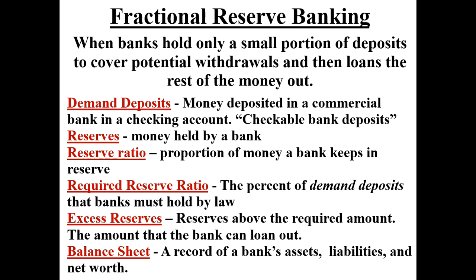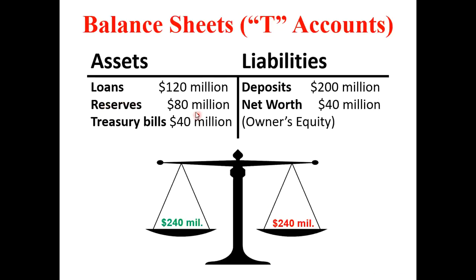And the last thing that we talked about was a balance sheet. A balance sheet is kind of accounting more than it is economics, but it's a record of all the bank's assets and liabilities. It's also known as a T account because of the shape right here. This looks kind of like a T. You might see this on the test or on the AP exam.